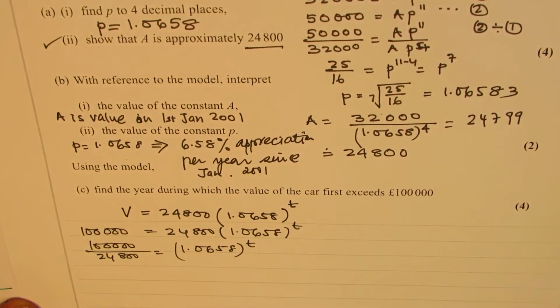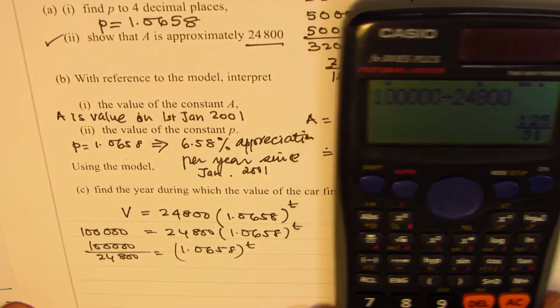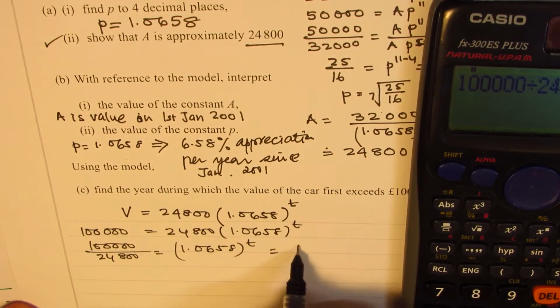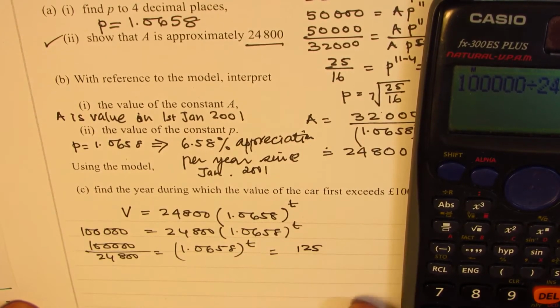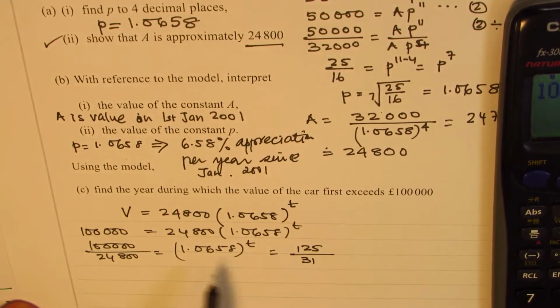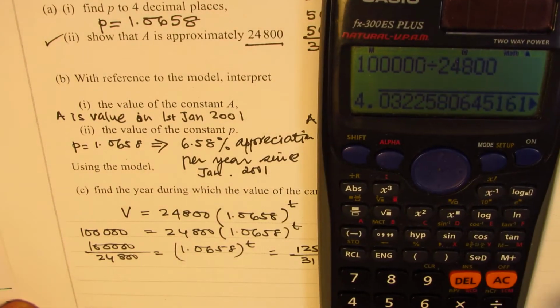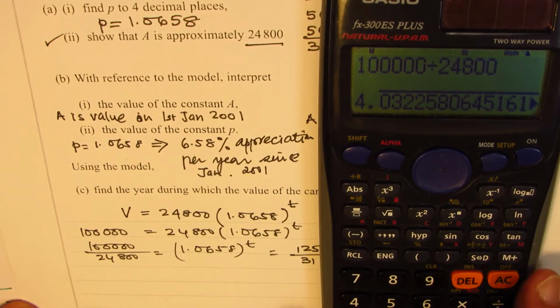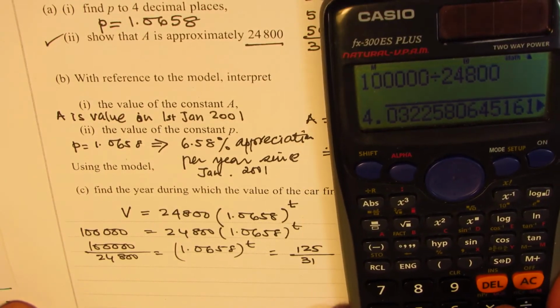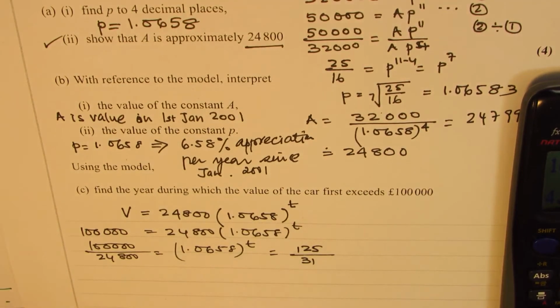So let's calculate how much this is. We have 100,000 divided by 24,800. That is 125 over 31. Now that's what we get, right? You can also write the decimal value for this, but we'll use this 125 over 31 since that's a recurring value. Okay. Now how do we solve this?